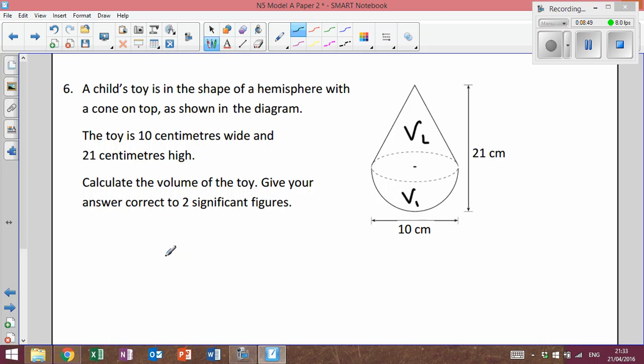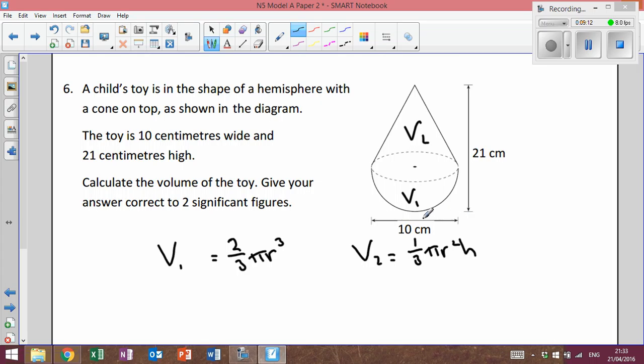We want to find the volume of the whole thing. We do V1 and V2 separately, and then we add them together. So V1 is half a sphere. So we either do half of the 4/3 pi r cubed, or we can just do 2/3, because that's half of 4/3. And V2 is a cone, which is 1/3 pi r squared h.